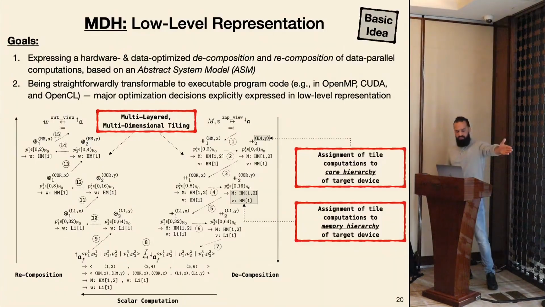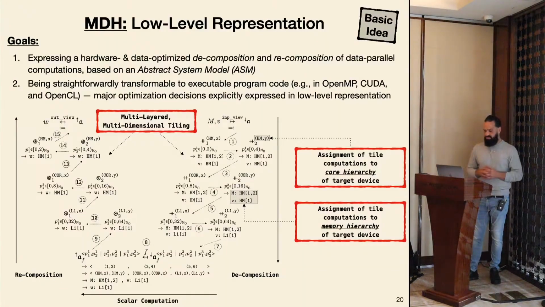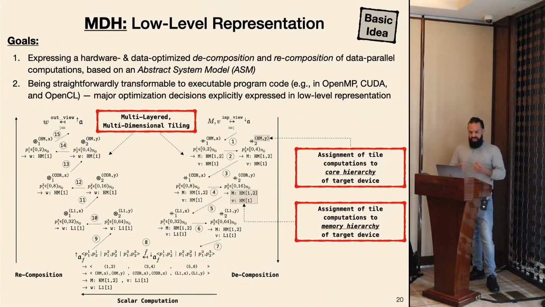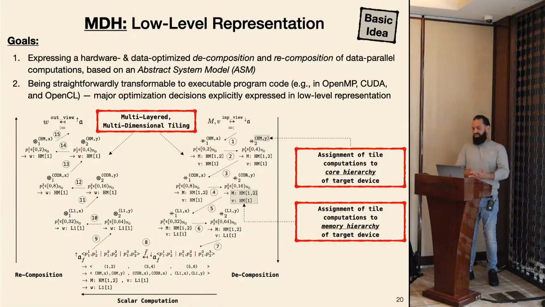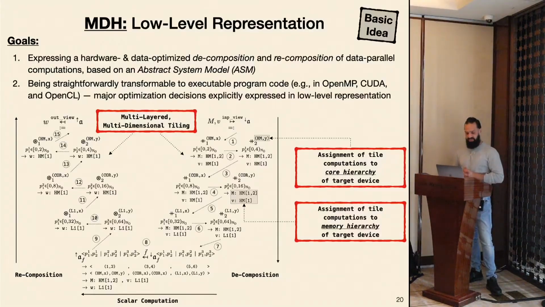Here on the bottom left, you can see what such an instance in our low-level representation looks like. Nobody is expected to understand this, but what is happening here, speaking very simply and technically, is that we apply a multi-layered, multi-dimensional tiling approach, and for each tile we say how it is assigned to the core hierarchy and to the memory hierarchy. Should tiles be computed in parallel, on the GPU for example by blocks, warps, threads, and should these tiles be computed in register memory, shared memory, device memory, and so on. These decisions are all expressed in this representation.